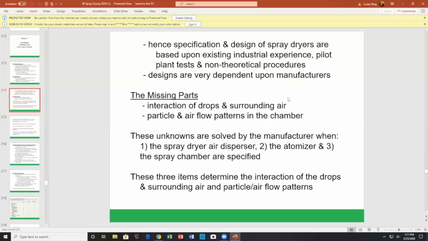Okay. I mean, when I go get an automobile, do I go design the automobile? No. So the same thing. You go out and get somebody who knows a whole bunch. Missing parts: interaction of drop and surrounding air, particle and airflow rates in the chamber. These unknowns are solved by the manufacturer when the air disperser, atomizer, and spray chamber are specified. These three items determine the interaction of drops with surrounding air and particle flow patterns. There you go. So this is the icing on the cake, so to speak.